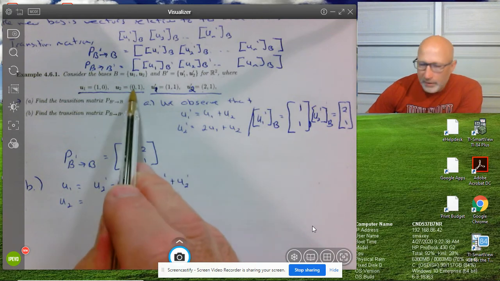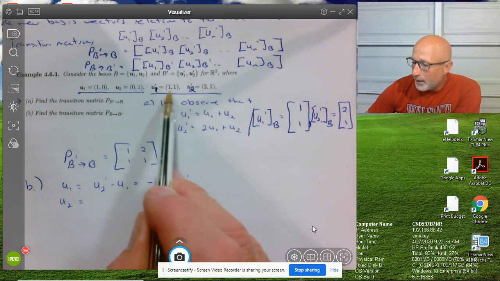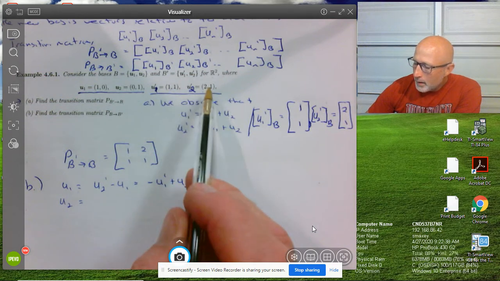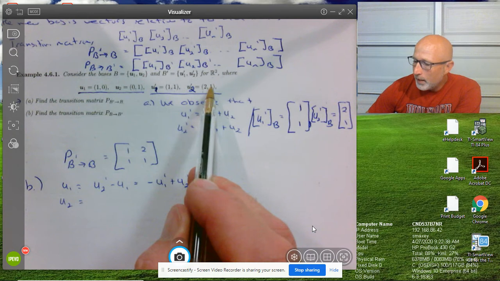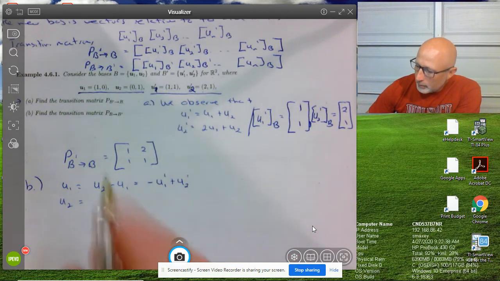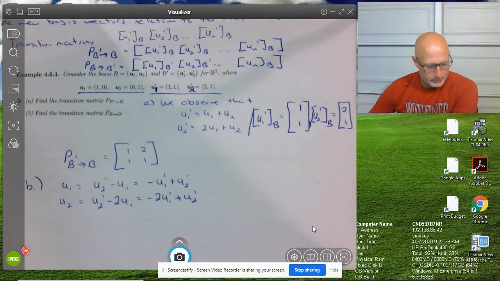Well, the first one has to be 0, so that means that these have to be the same. So I have to multiply this by 2. So 2 minus 2 is going to give me the 0, and then 2 minus 1 is going to give me the 1. So all I needed to do is take U2 prime minus 2U1 prime, or this is negative 2U1 prime plus U2 prime.